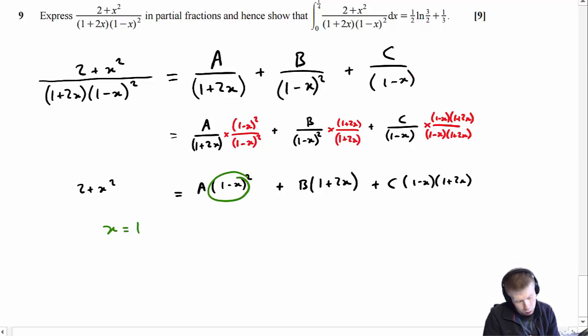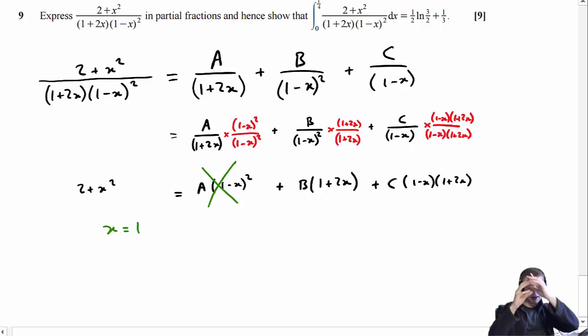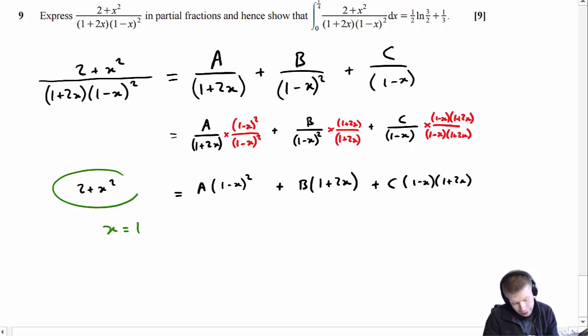Because can you see I'm looking at this 1 minus x, I want to make that 0, because if I'm multiplying by 0, that term just disappears. But this term over here also disappears because it's also got 1 minus x in. So if x equals 1, then on the left hand side I've got 2 plus 1 squared, that's just going to be 2 plus 1, which is 3.